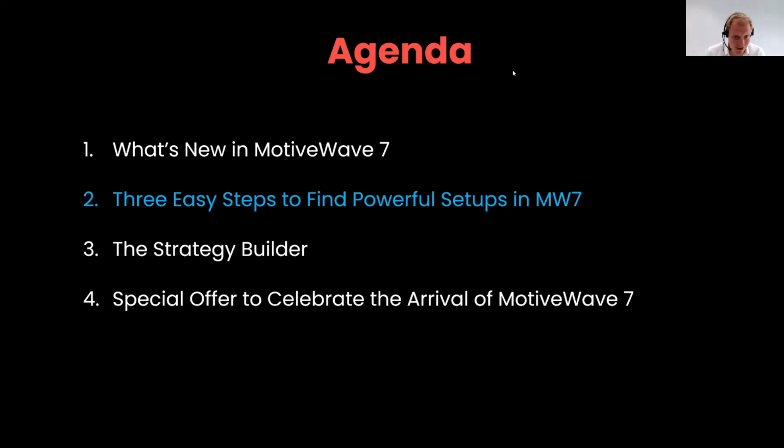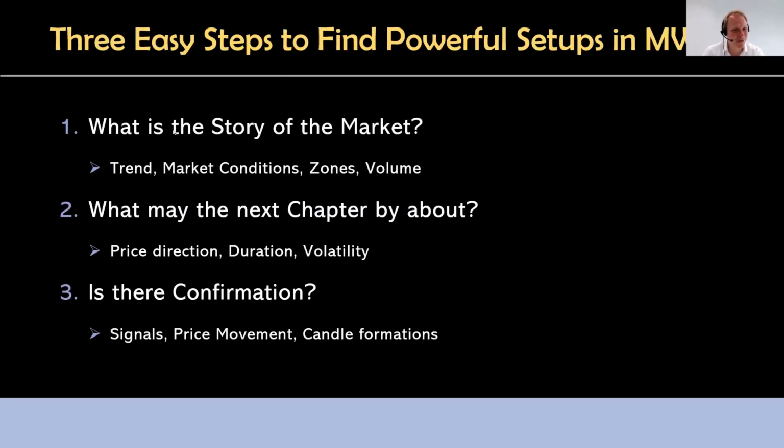One process that we suggest is the following. As you can see, it's a very simple one. It's only 3 steps. We call this 3 easy steps to find powerful trading setups. And here we go. Step number 1 is, what is the story of the market? I'll explain in a second. Step number 2 is, what may the next chapter be? Because once we know what the current market story is, perhaps we can predict what the next market chapter will be all about.